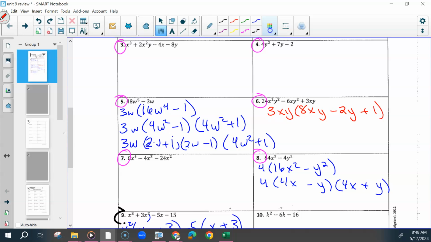Now, if this were a trinomial with only one variable and the first term was squared, then we could keep going. This one we cannot. This was just a GCF problem. That is your final answer. I can't do anything else with this. It's not squared, so I can't use my trinomial rules. Other questions? You can also look on the back.